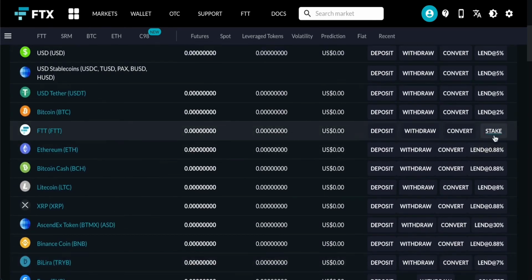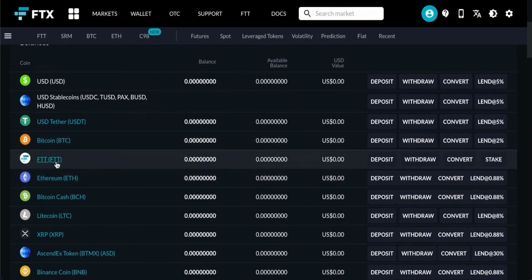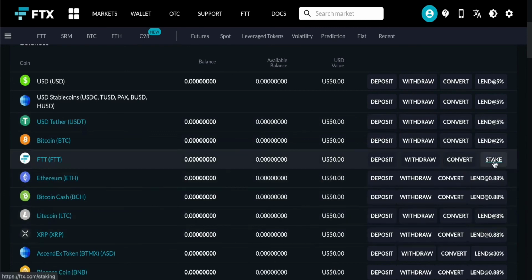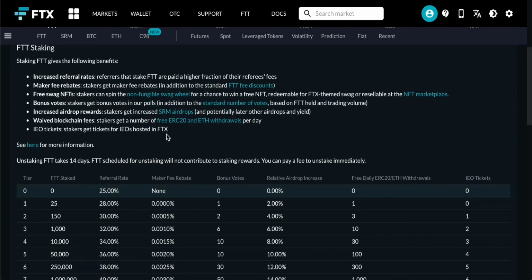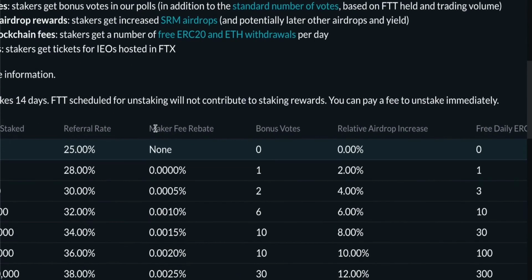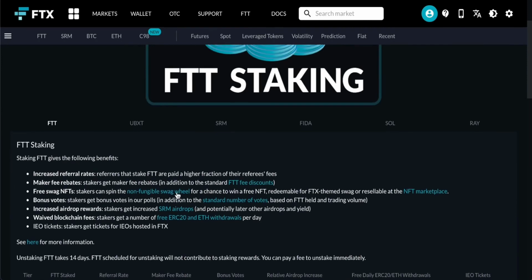So there's a stake option here for FTT. Like I said, FTT is FTX's crypto token. And if you hold FTT on account, you can get some discounted trading fees and some other bonuses as well. But depending on the crypto, you can either lend it at a certain percent or stake it. Very easily then you can just press this option. So if you want to stake, it will take you right through to the staking options, and you can see that you actually get a maker fee rebate right here. So depending on how much FTT you have on account, you can get some rebates from your trading fees.